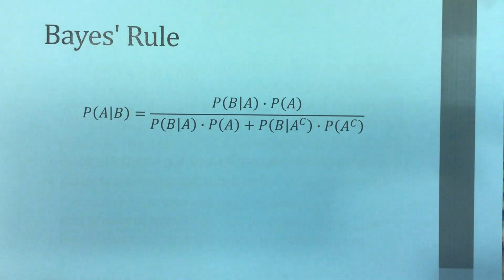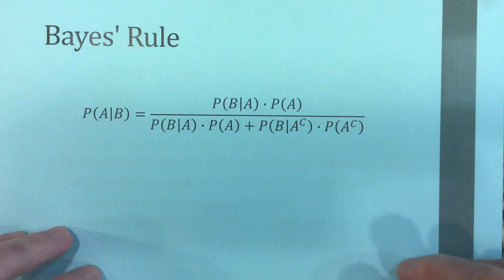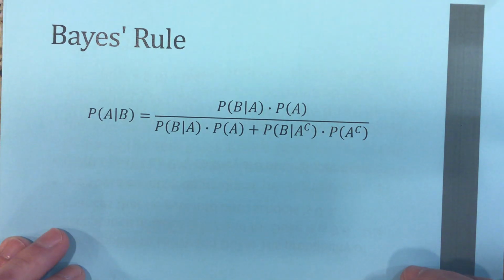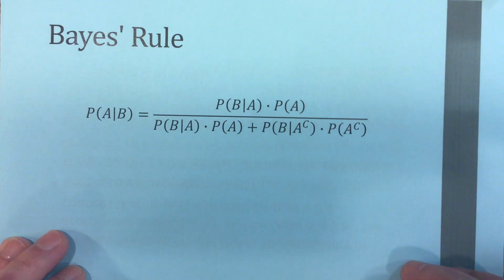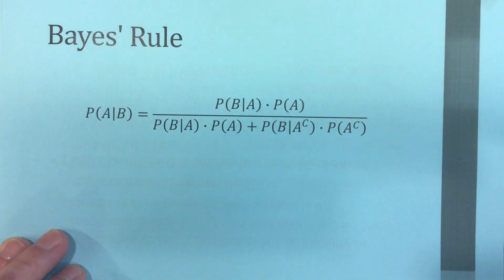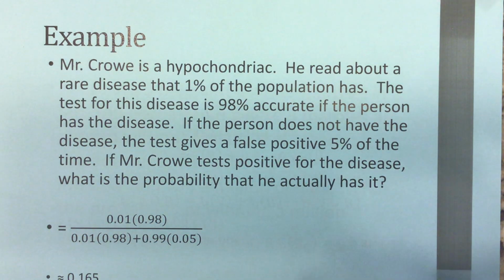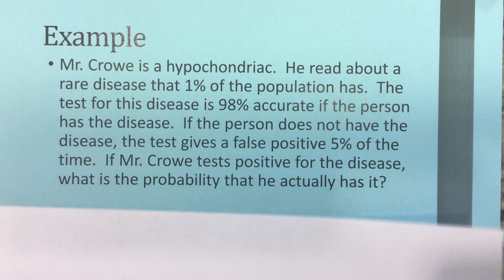Anyway, here's Bayes' Rule. I'm not even going to read it. If you want to memorize it, go ahead. Let's do a problem. And once you see how to do a problem using Bayes' Rule without memorizing the formula, hopefully you won't need to memorize the formula. Okay? So here we go.